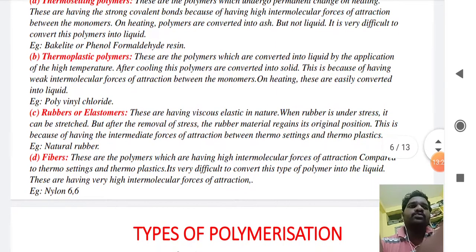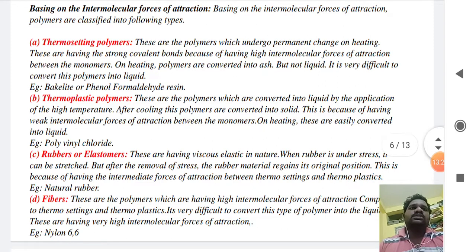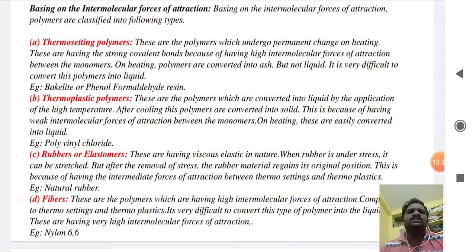The second kind of polymer is called thermoplastic polymers. These are the polymers which are quite opposite to the thermosetting polymers. Thermoplastic polymers are converted into liquid by the application of high temperature as well as high pressure. Simply, these are the polymers which are converted into liquid by the application of high temperature, and converted into solid by the application of low temperature itself.